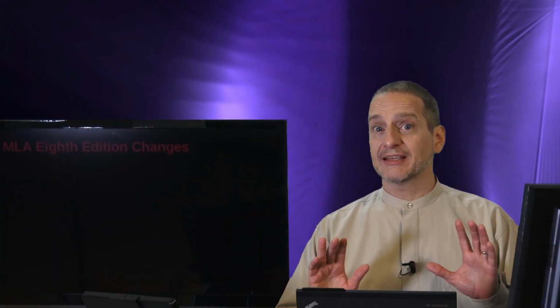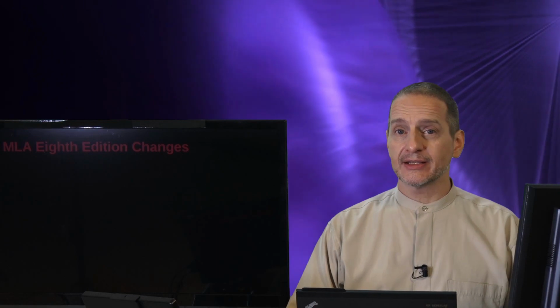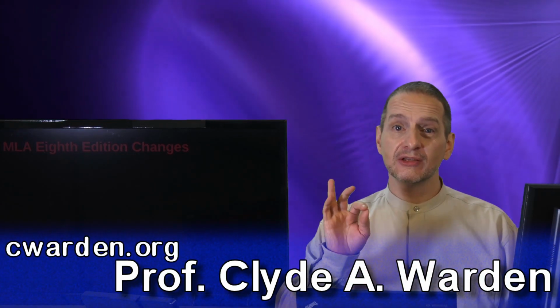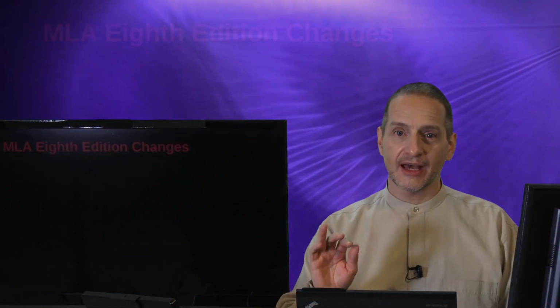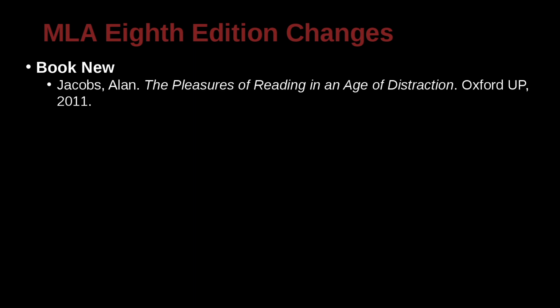Now we're going to look at the MLA, Modern Language Association, and it's quite different from the APA. But before we do that, let's look at the changes that have recently happened in the MLA. That is the 8th edition. From the 7th edition to the 8th edition, what are the changes? Let's take a look at the changes for referencing books.